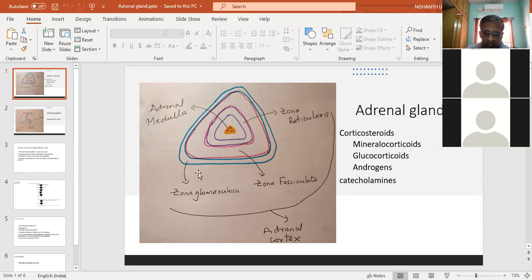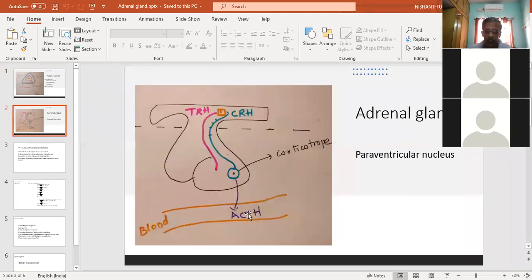So the ACTH will come and bind to zona glomerulosa, zona fasciculata, and zona reticularis. All three are different layers, all three are concerned with different hormones. So the ACTH will bind to the outer layer, middle layer, as well as the inner layer. When I say that ACTH will bind to these three layers, it means definitely these layers will contain the receptors for ACTH.